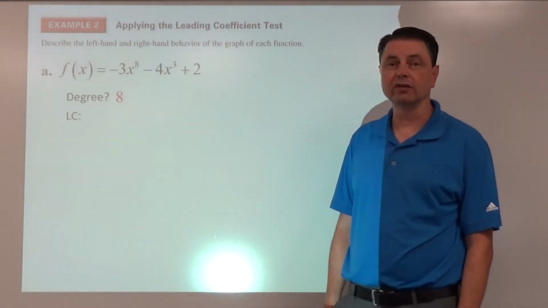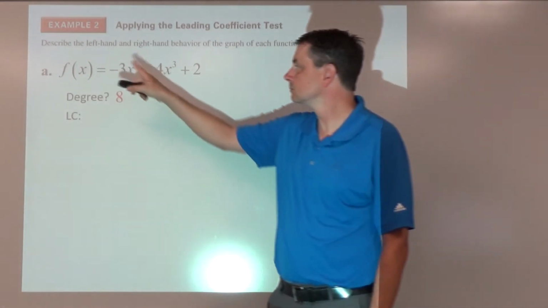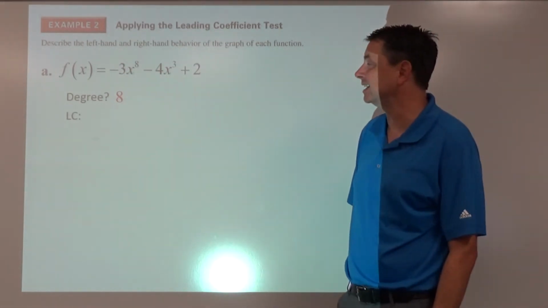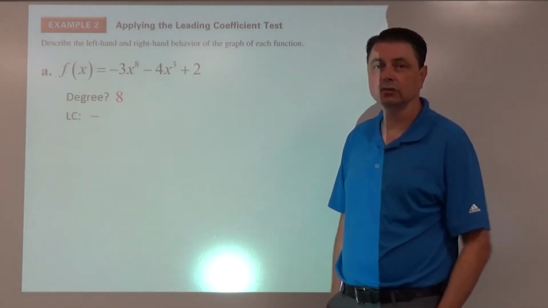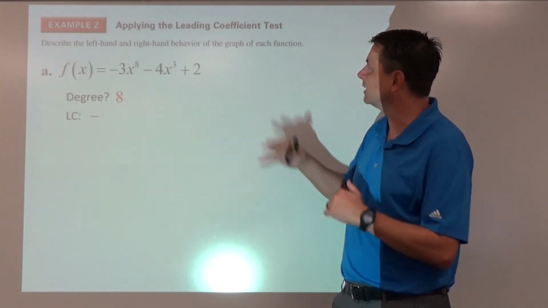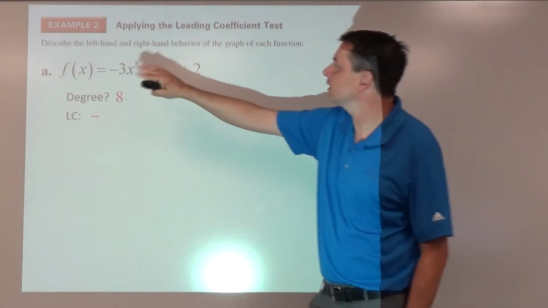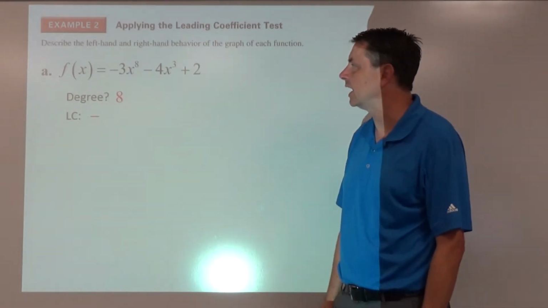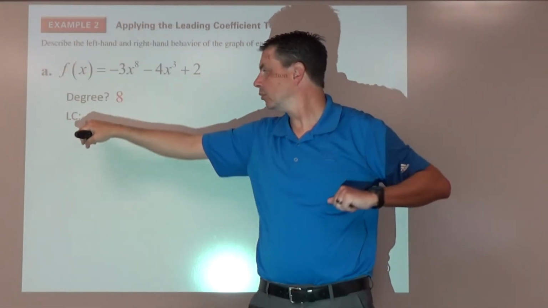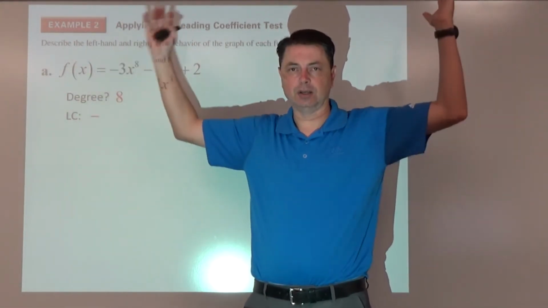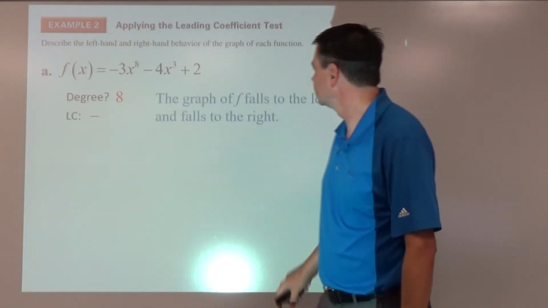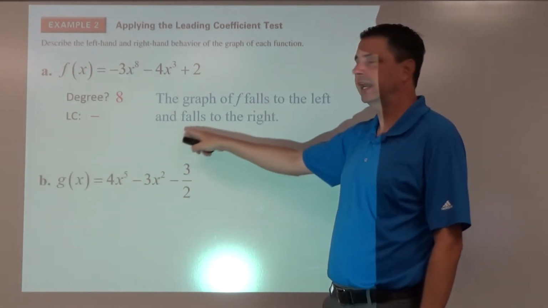What is the leading coefficient? Negative 3. Particularly what's important there is that it's negative. The 3 part stretches it, but we're just talking about end behavior. So now combining that information, what's the left hand and right hand behavior of the graph? Even degree, but negative means reflected. Starts low, ends low, or falls to the left and falls to the right.